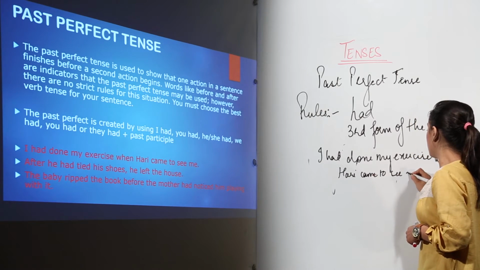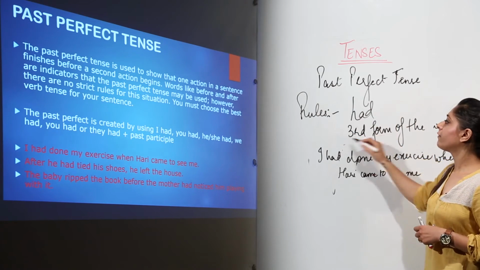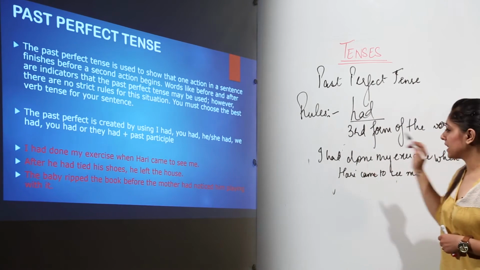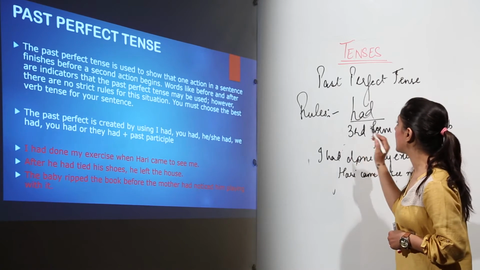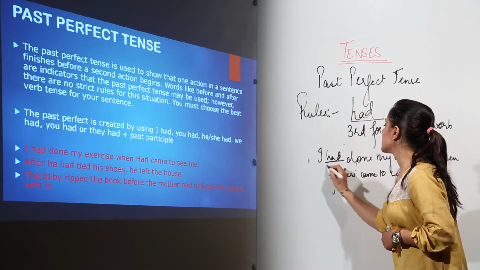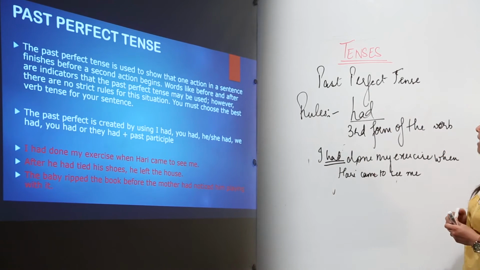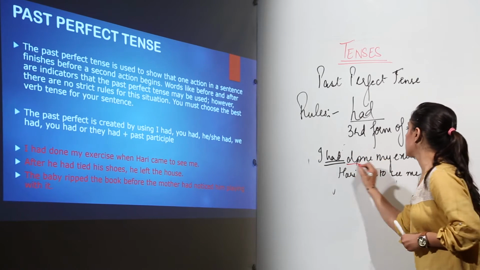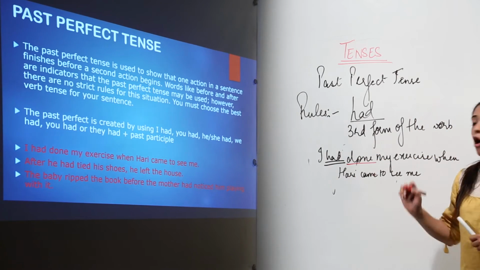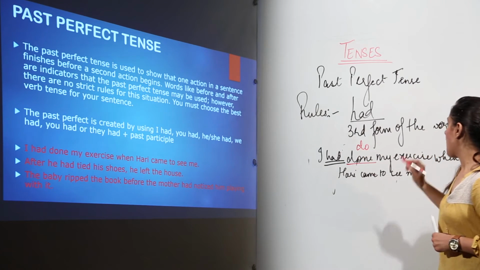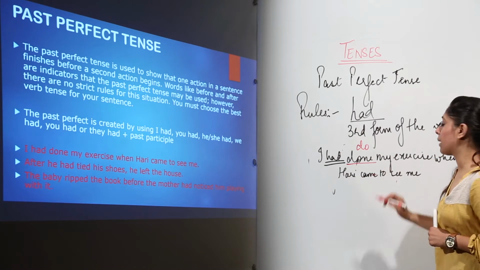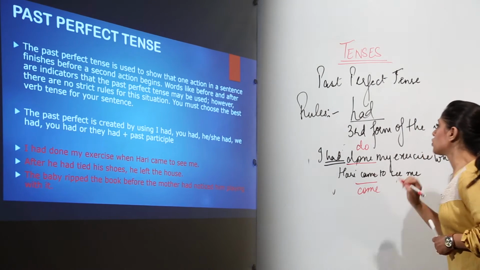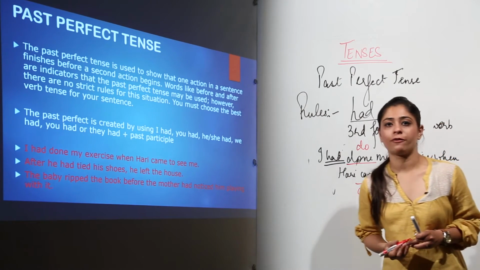Now let's check out if we have all the implications of the rules. Had is the first thing that is foremost implied in a past perfect tense. So that is here. Now we have the third form of the verb. I had done. Done is the third form of do. My exercise when Hari came. Came is again the third form of come. So here it becomes a past perfect tense.